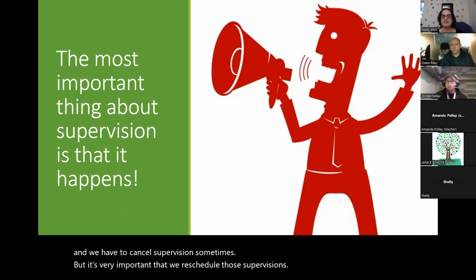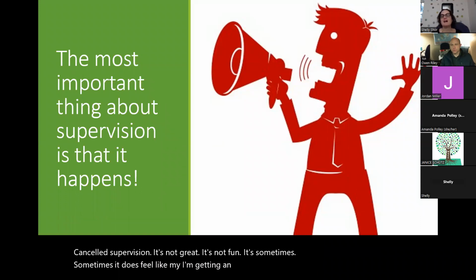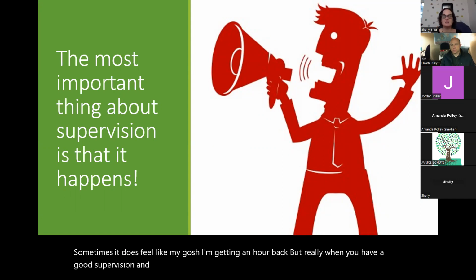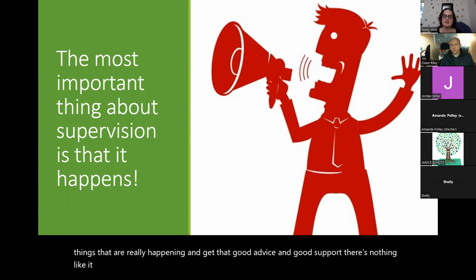When I received supervision, and I still receive supervision, canceled supervision, it's not great, it's not fun. Sometimes it does feel like, oh my gosh, I'm getting an hour back. But really, when you have a good supervision and it's there and it's accessible and it's safe and you can talk about the things that are really happening and get that good advice and good support, there's nothing like it. And so it's important for us as supervisors to provide that supervision.